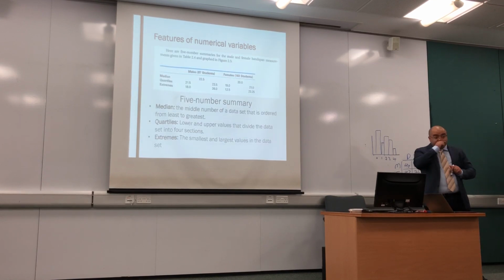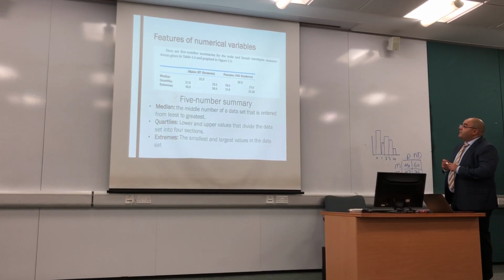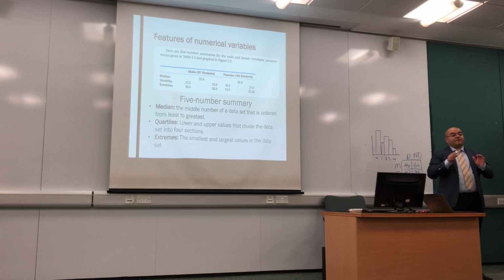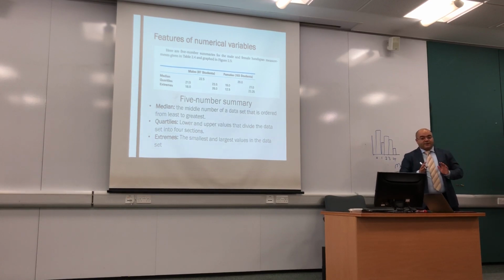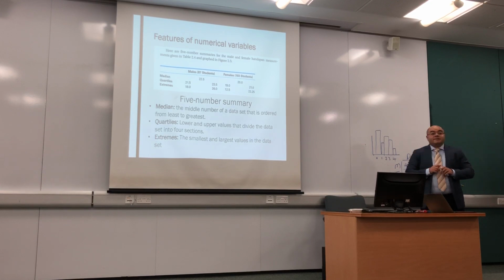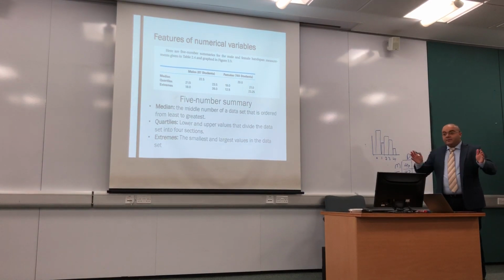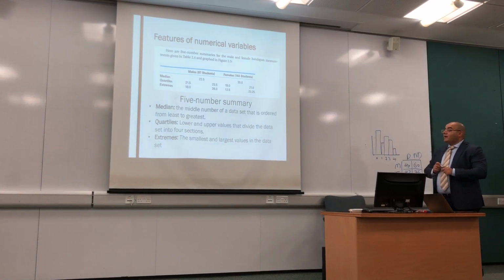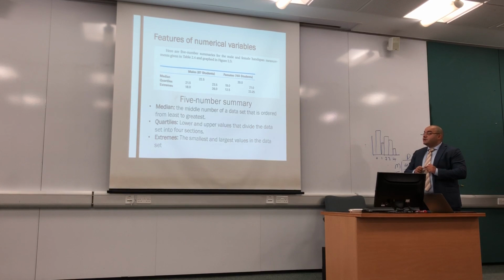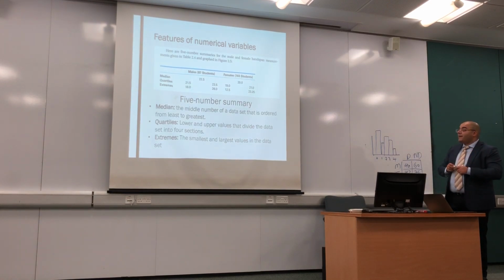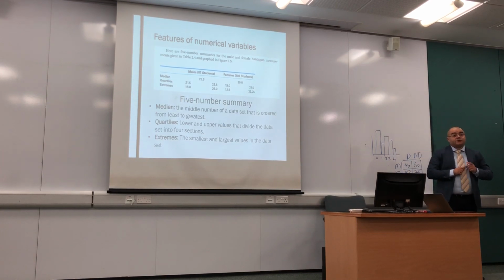Now, for continuous variables, this is very important, you should memorize it. We have something called the 5 number summary. What is the 5 number summary? First is the median, which is the middle number. If I have 190 students, all students without accounting for male and female, the median value is that median. Then we have quartiles, which are the lower and upper values that divide the data into 4 sections.